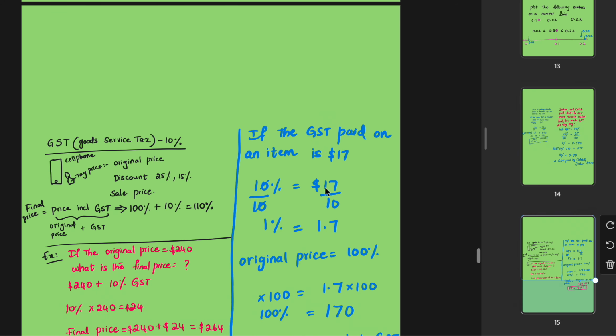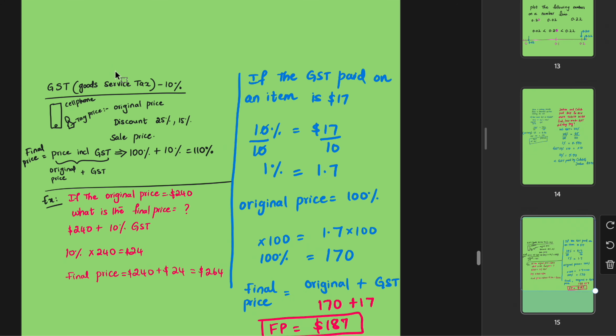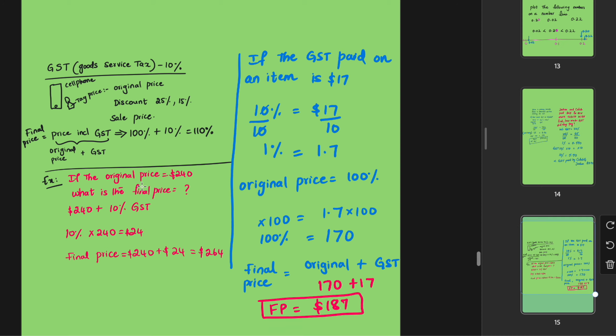Now, moving on. So let's review. So goods and services tax is 10% in Australia. So you have the original price, and if there is a discount, we have to take away the discount. The sale price is the final price that you actually pay money to get the product. Okay, so final price including GST is always the original price plus GST, which is treated as 110%. Okay, let's see some more examples.